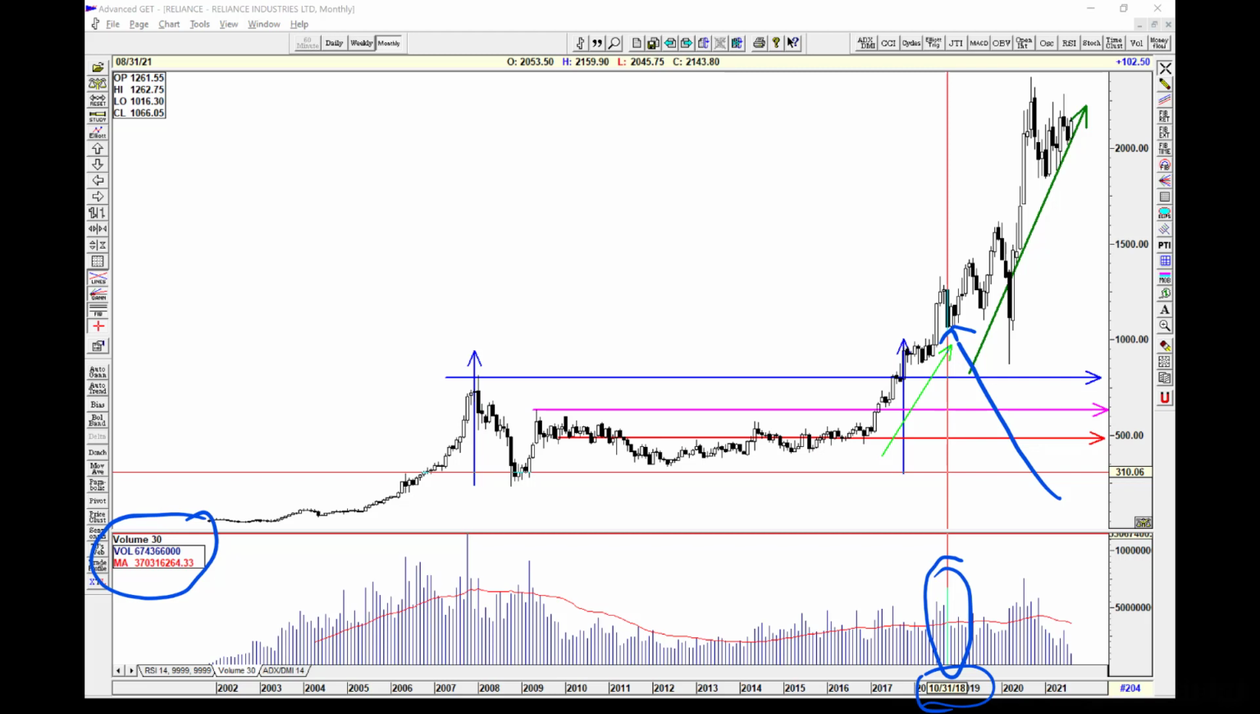So that is momentum. Hope you got something about momentum, and also got briefly about volume.